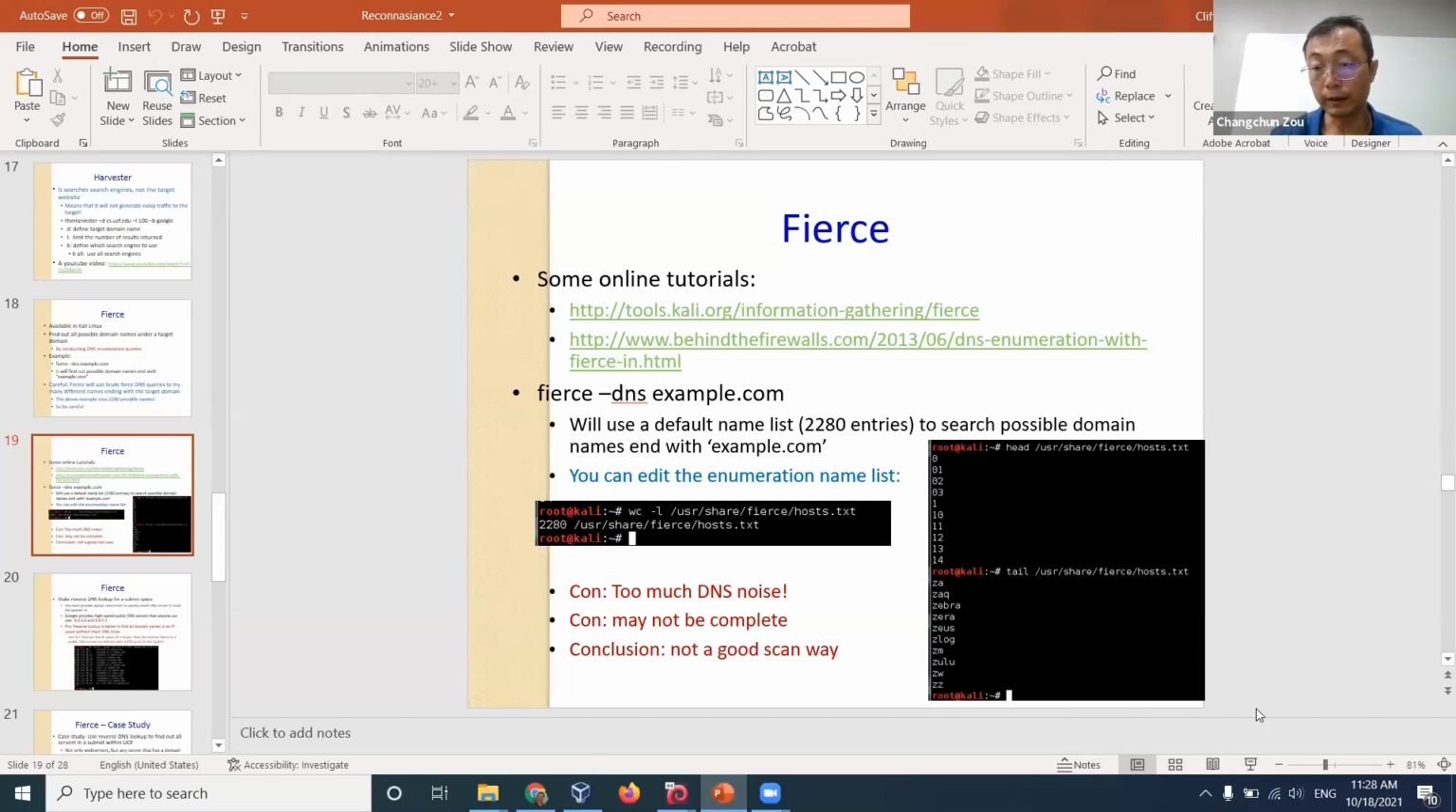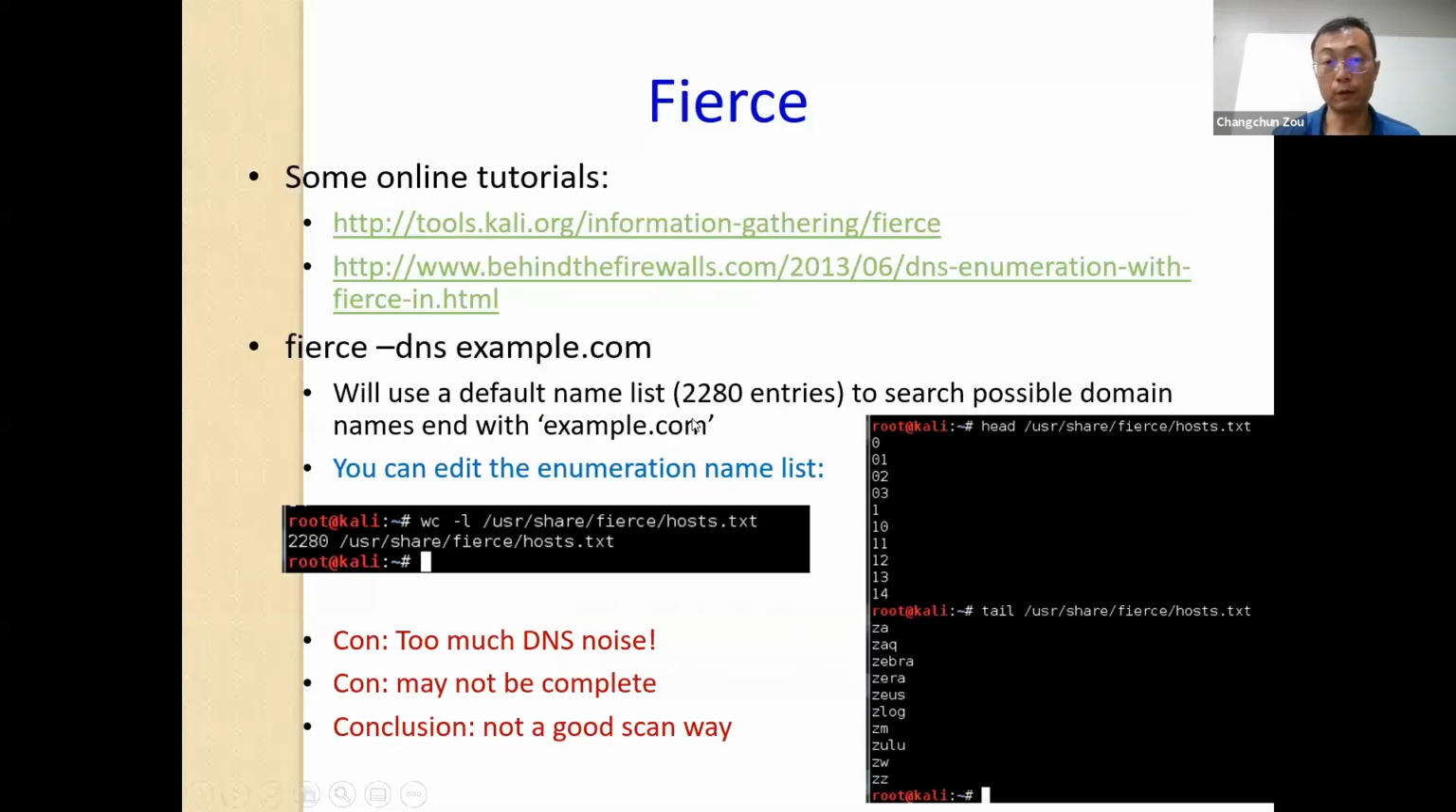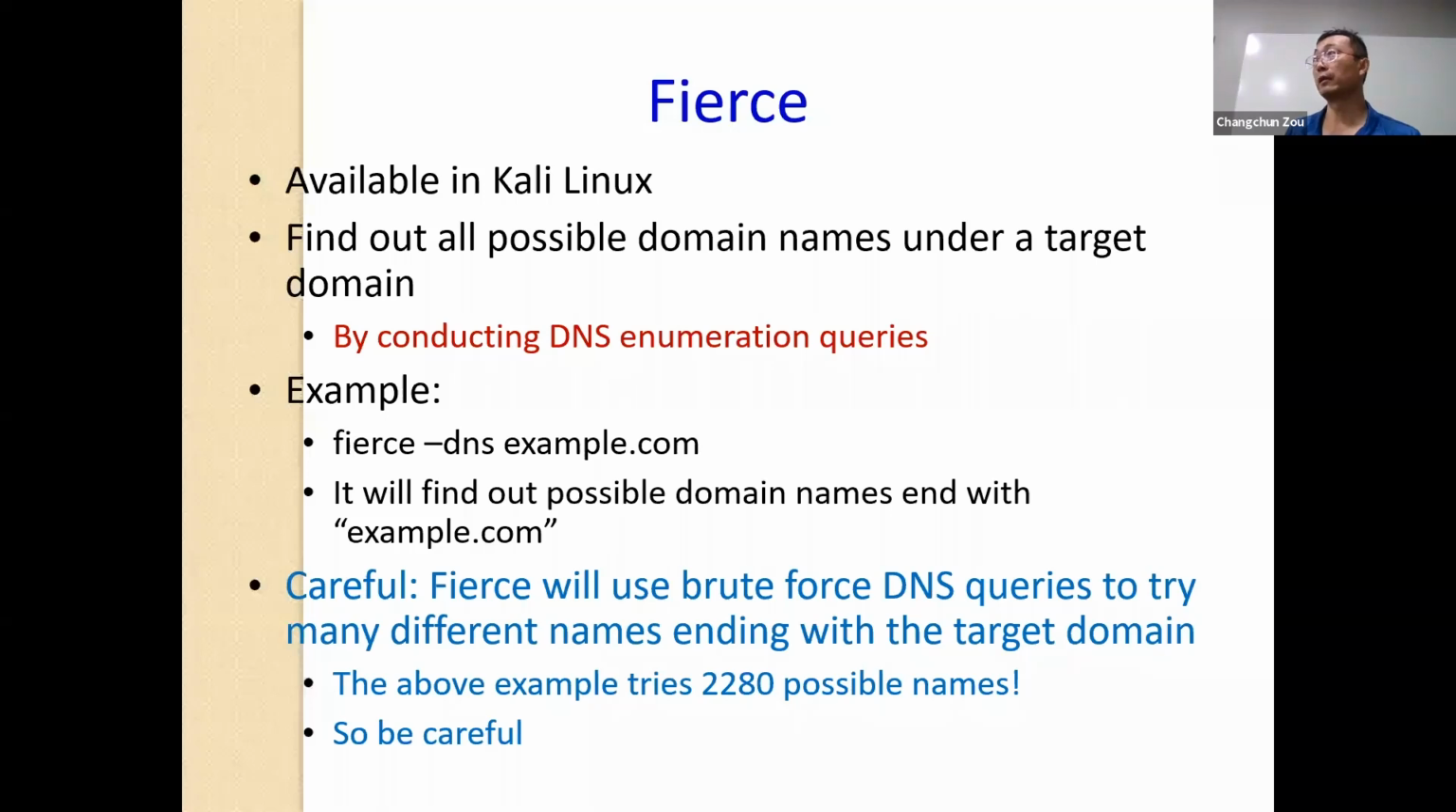Anyway, I will just explain the slides. If you can find this hosts file, originally it has more than 2,000 entries. This wc means word count, -l means count how many lines. If we count this configuration file, it's more than 2,000 lines. This is the dictionary list for fierce, and we can modify it to just contain, for example, 10 or 20 entries. Then we can run the fierce command without worrying that it will generate too many DNS queries.